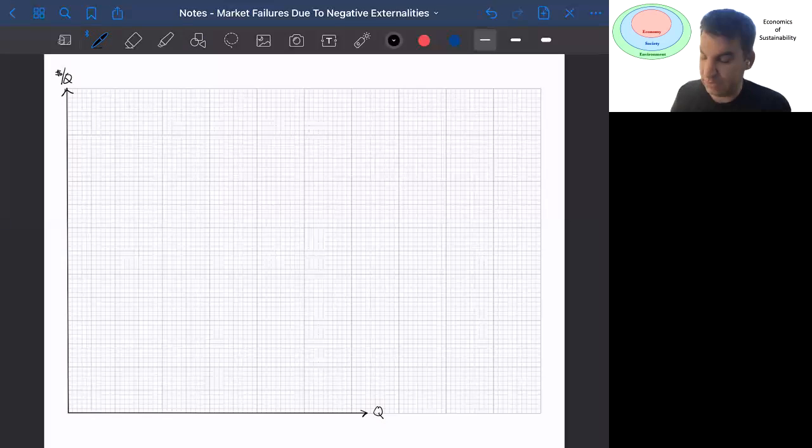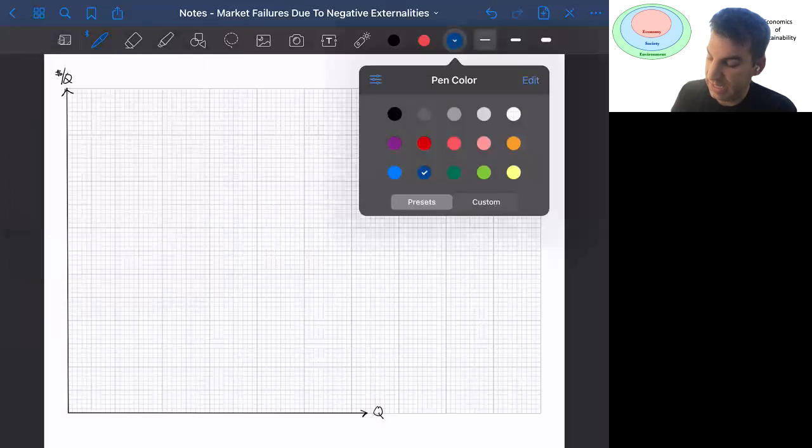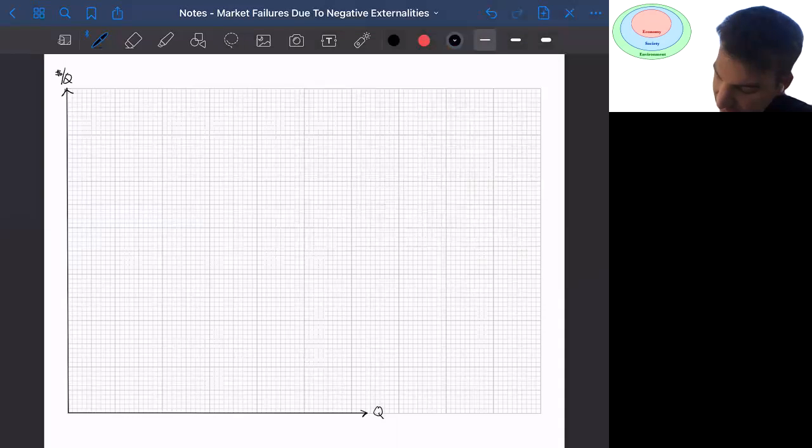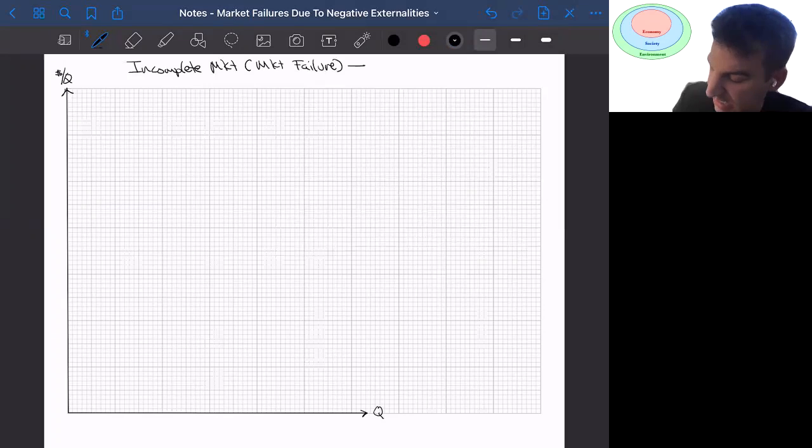Now, somewhat arbitrarily, I'm just going to pick some functions here. And just as a reminder, maybe I'll put a little heading up here that tells us that we are dealing with an incomplete market. In other words, one example of a market failure, and we are specifically handling the negative externality case.